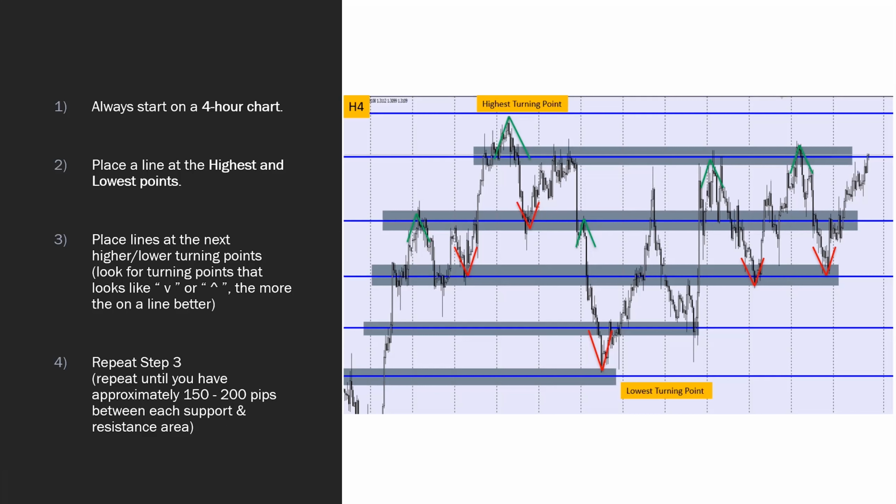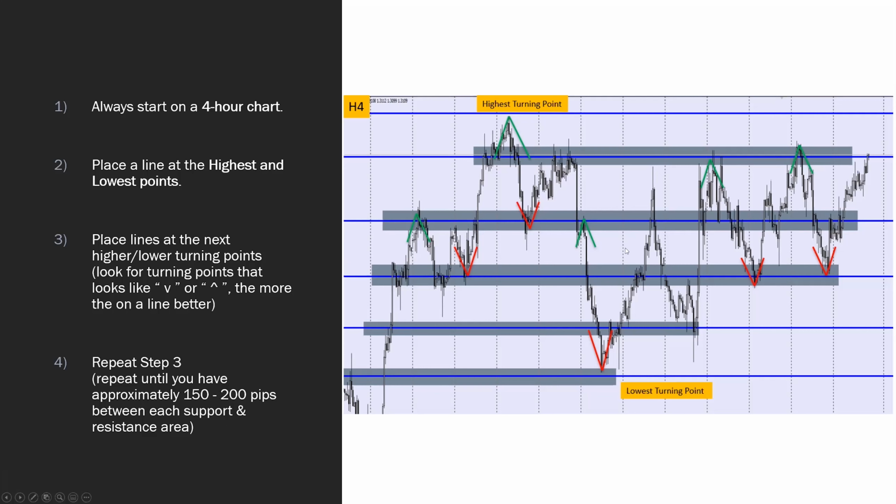Obviously, the more V shapes, or the more turning points that you have on the line, the stronger the line is going to be. And then you keep repeating step 3 over and over again until you have between your support resistance lines 150 to 200 pips between support and resistance areas. That is the open area between those, the open parts between those areas where I'm indicating right now.